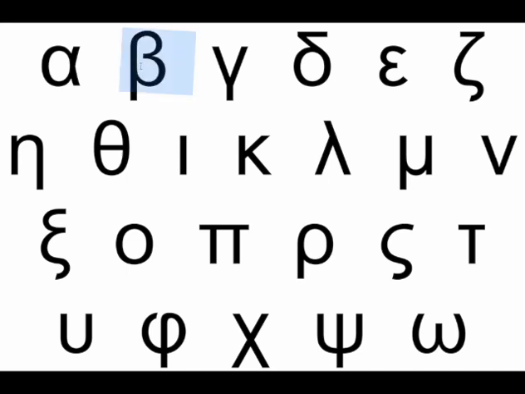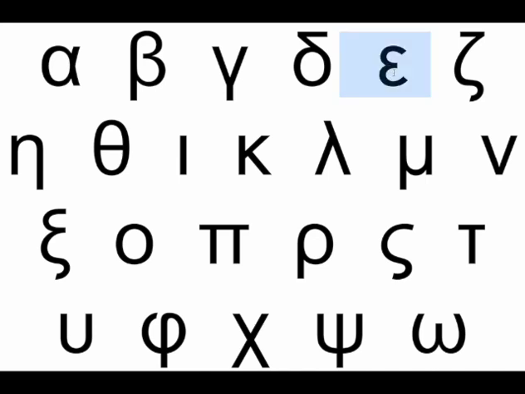Next, beta. It makes a V sound. So A, V. Gamma, G. A, V, G. Next we have a delta, D. A, V, G, D.